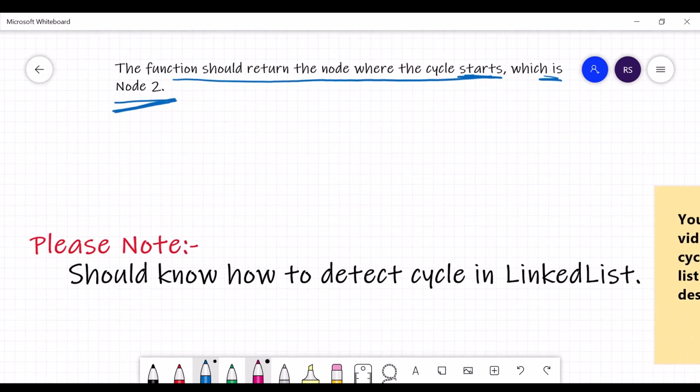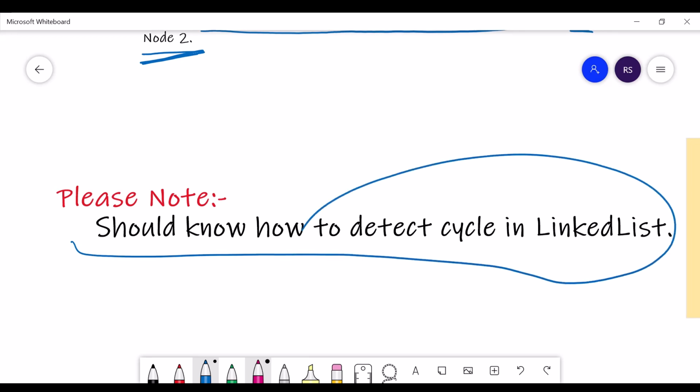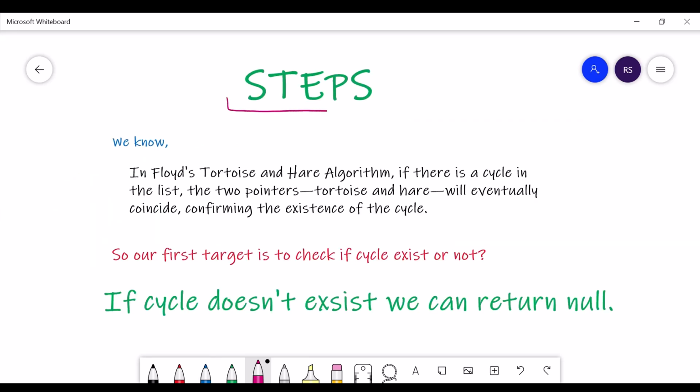Let's move on. Before moving forward in this question, you should know how to detect a cycle in a linked list. If you don't know, or if you have any confusion over here, you can find the video on detecting the cycle in a linked list in the description below. Now let's move on to the important steps.